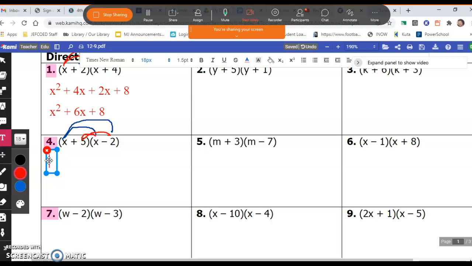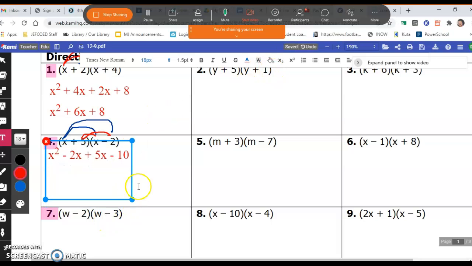So x times the x is going to be what? X squared. X times negative 2. Negative 2x. 5 distributed to the x is going to be plus 5x. And then 5 times the negative 2 is negative 10. Okay? All right, then simply combine our terms from here.